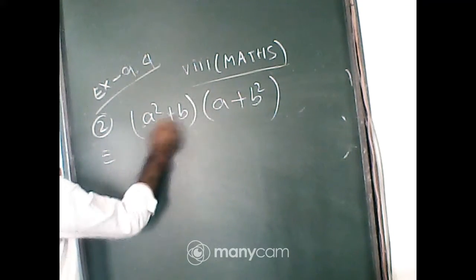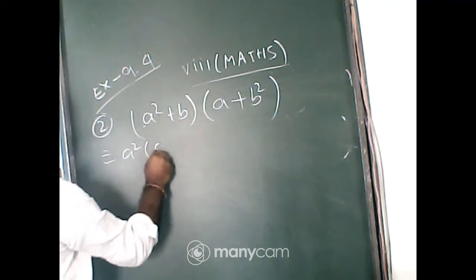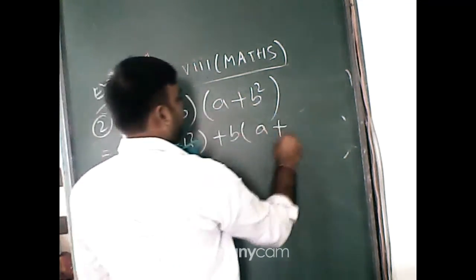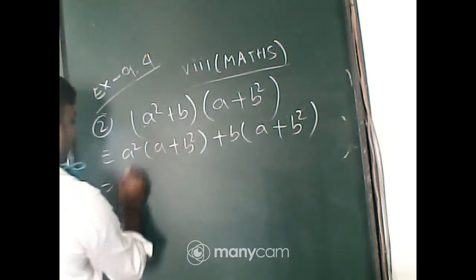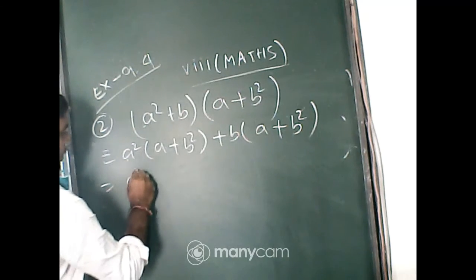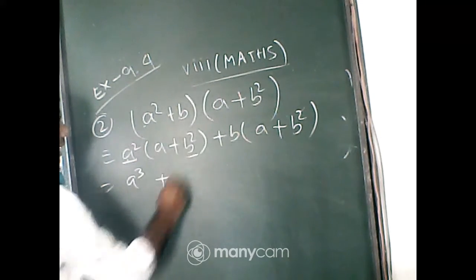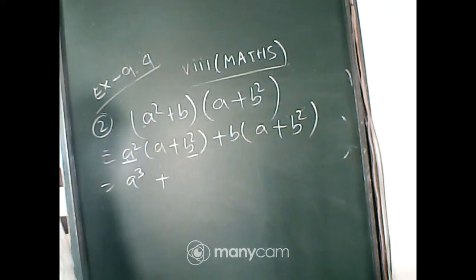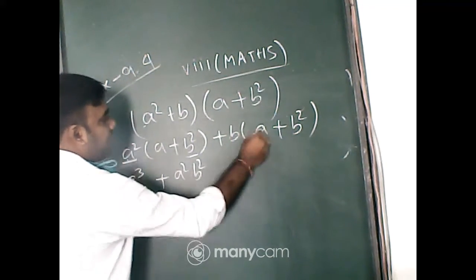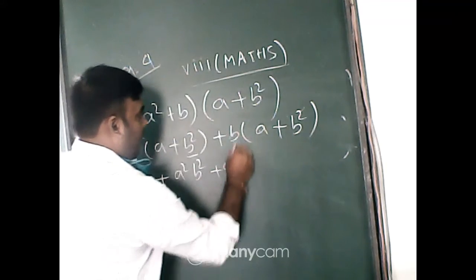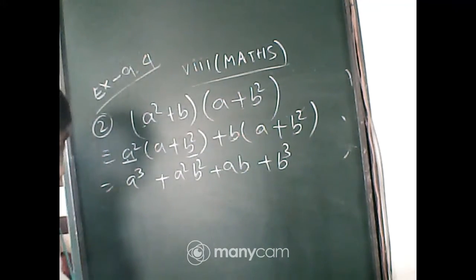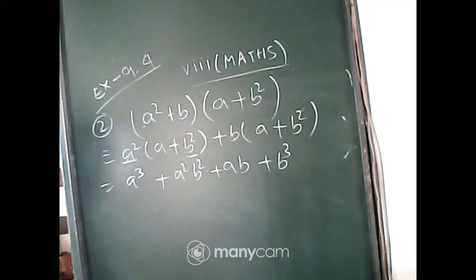So a square into a plus b square plus b into a plus b square. Okay. So a square into a, same variable, so powers should be added. 2 plus 1, 3. So a cube plus unlike terms. These are called unlike terms. A square into b square. So just write it down like a square into b square plus b into a, that is ab, and b cube, that is b cube. That is the answer. Got it, everyone?